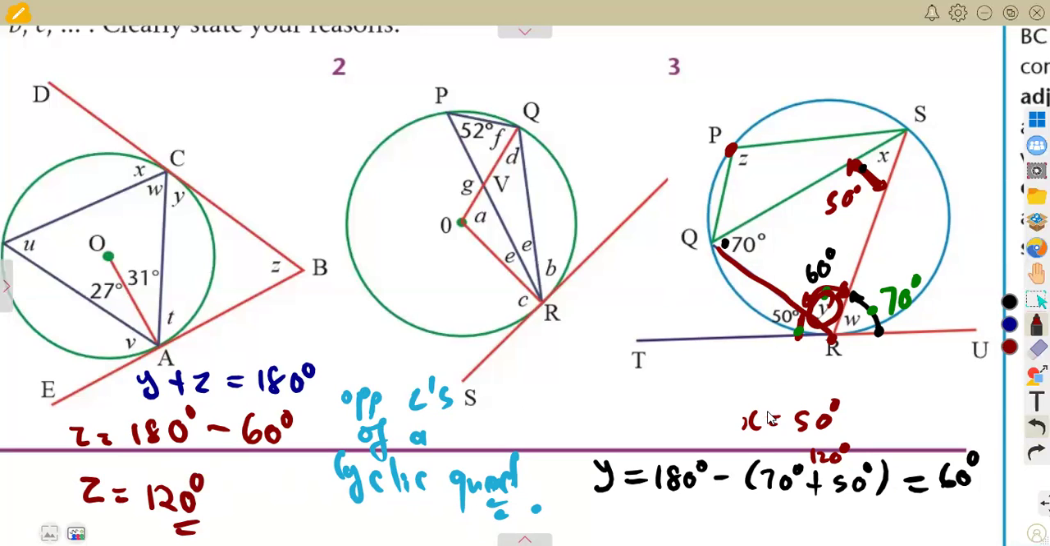So this is Euclidean geometry for you. You need to know your theorems. You need to understand the basics of your theorems. More questions like this are going to come. Till we meet again.